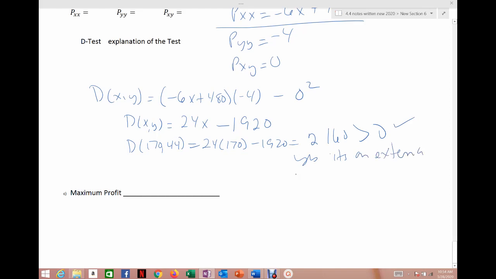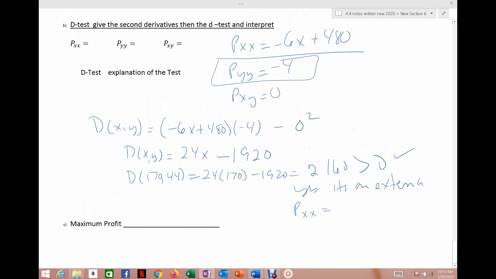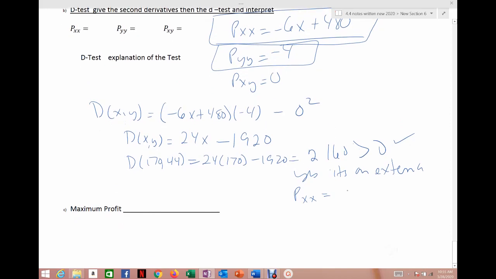Then I have to check my second derivative with respect to x or with respect to y. Now, if I just looked at y, it would be the easier case. That came out negative. But since we set it up this way, I will do it in the case with the x, just so that you know how it works if we've got a variable. My second derivative with respect to x was negative 6x plus 48. I plug in the x value at my critical point, so we're going to plug in our 170 for x.